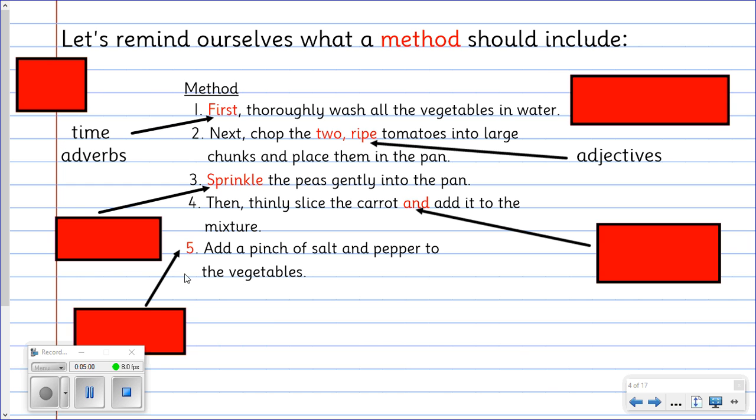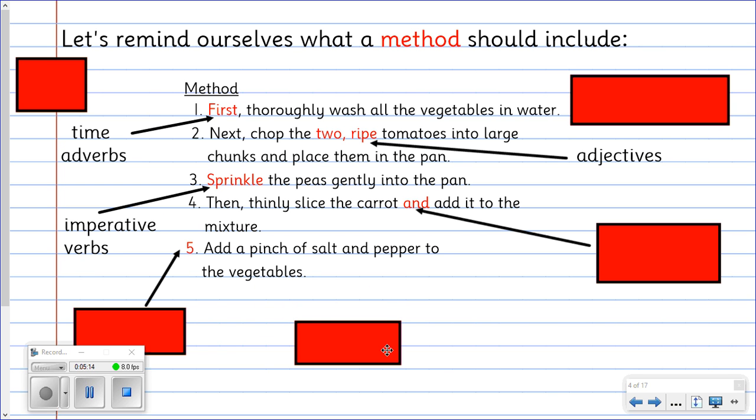Right, let's have a look at the third instruction. Sprinkle the peas gently into the pan. That first word is highlighted, sprinkle. What type of word is that? Well done. It is an imperative verb. So it's a verb, but we call it an imperative verb. It's telling you what you should or you must do. So if something is imperative, it's important, it's key. So that imperative verb is telling somebody what to do. Sprinkle the peas gently into the pan.